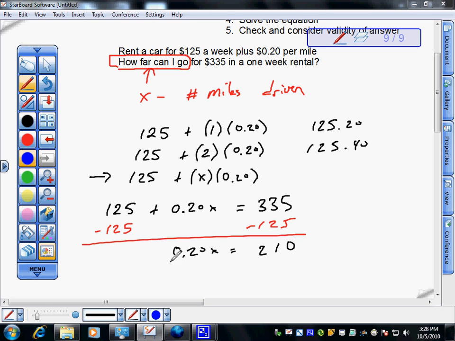I can divide by 0.20, and I'm going to get a value where x takes on a value of 1,050. And the 1,050 represents miles. So if I take my 1,050, multiply it times my 20 cents, I'm going to get hopefully $210 that I was charged for mileage. If I add my $125 weekly charge, I'll add up to my total of $335 that I would have had to spend on the rental car.